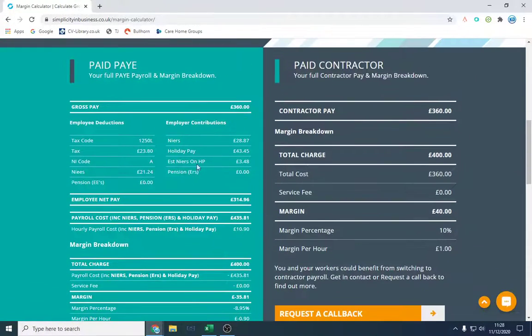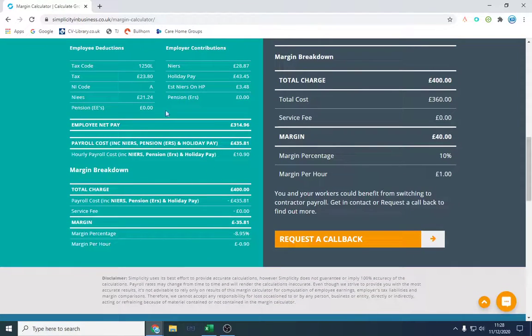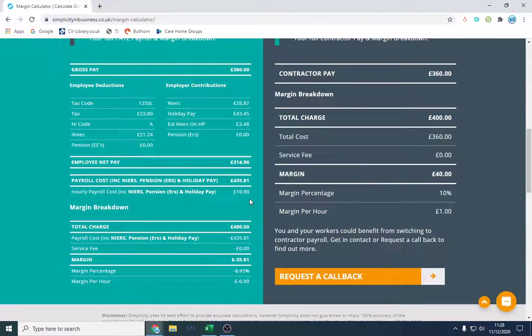However, you have to pay holiday pay, national insurance, and pension if they earn a certain amount, which they would. You would actually be at a loss of £35 just based on the costs. So their tax code would be that much. They've got to pay tax, national insurance, employer national insurance. That's employee national insurance. That's employer national insurance. That's what you have to pay.